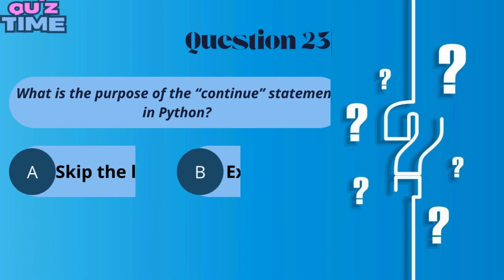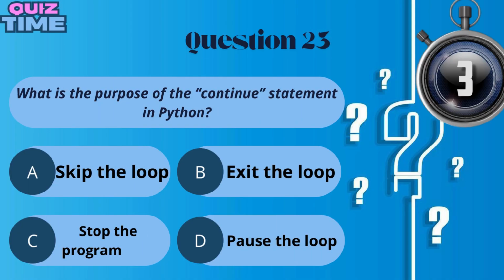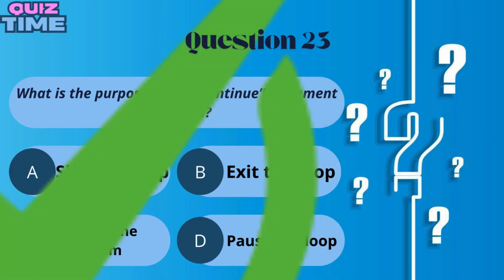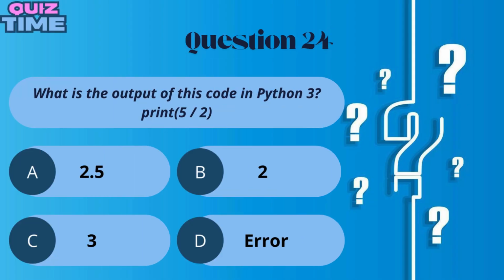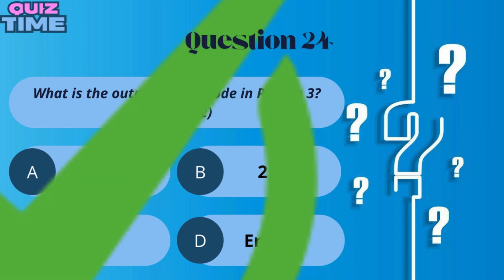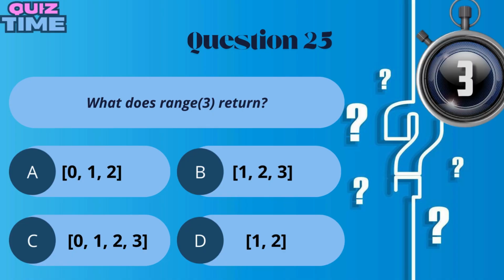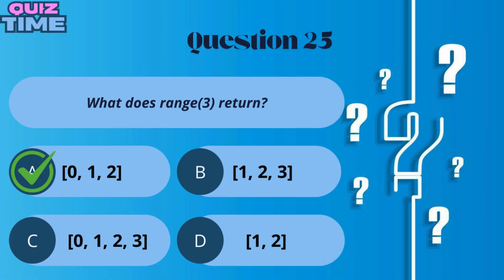Set. Question 23. What is the purpose of the continue statement in Python? The correct answer is A. Skip the loop. Question 24. What is the output of this code in Python 3? The correct answer is A. 2.5. Question 25. What does range of 3 return? The correct answer is A.